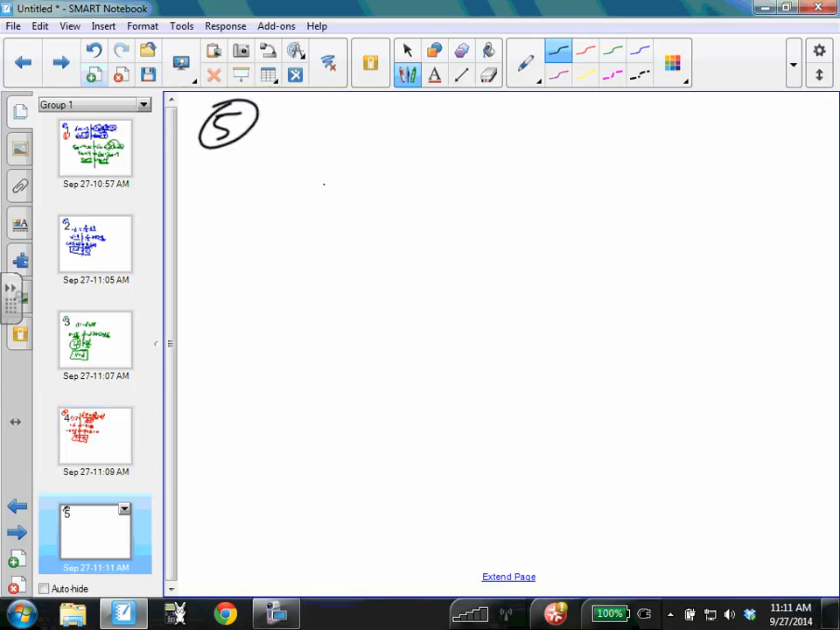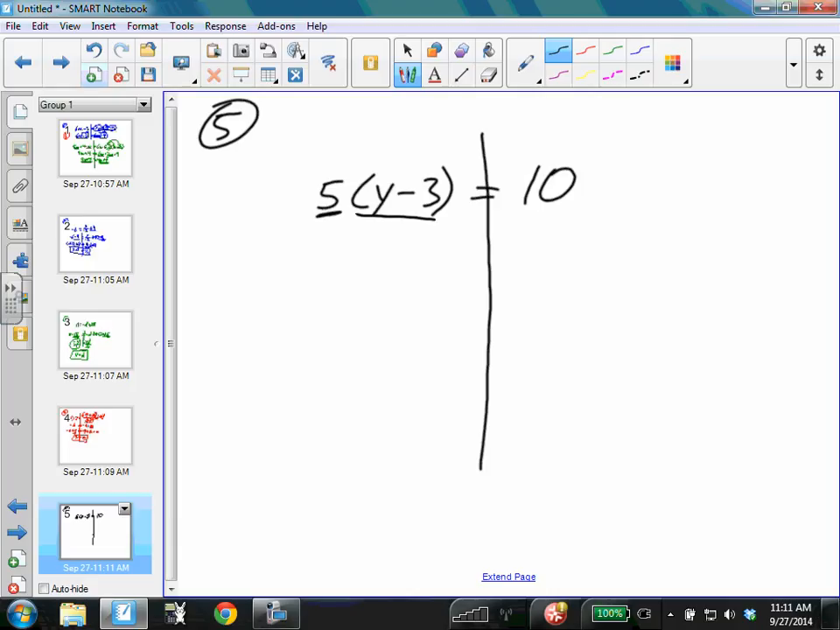Number 5 says that 5 times y minus 3 is equal to 10. So on this problem, I need to get y by itself. And so there are actually a couple of different ways you can work this problem, but I'm actually going to go ahead and use the distributive property to work this one, okay? So this 5 is outside the parentheses here, that tells me that I need to distribute this 5 is the first thing that I want to do.